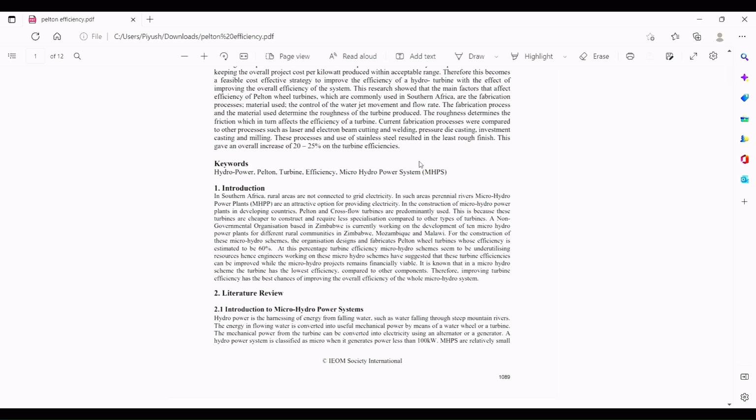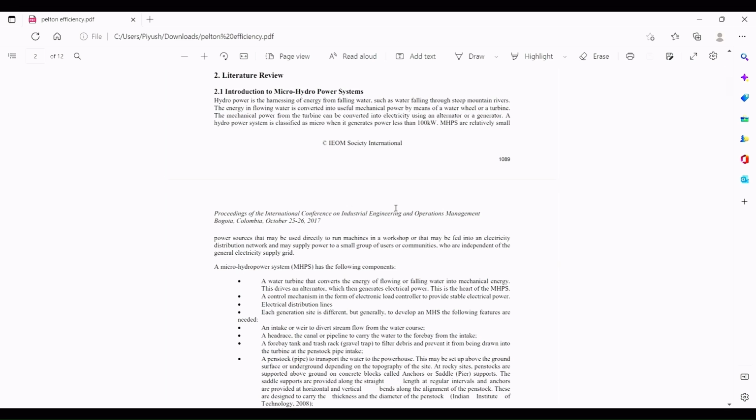Most micro hydropower systems are not able to deliver their best possible power output due to suboptimal design and construction of their various components. As the turbine has the lowest efficiency compared to the other components, the turbine is the main focus of this research. Improving the turbine efficiency provides the best chance of improving the overall efficiency. This research shows the main factors that affect efficiency of Pelton wheel turbines, which include the fabrication process, material used, the control of the water jet movement, and the flow rate, etc.